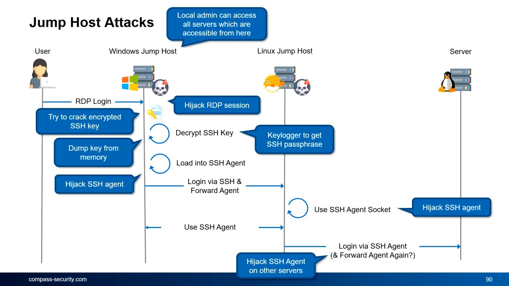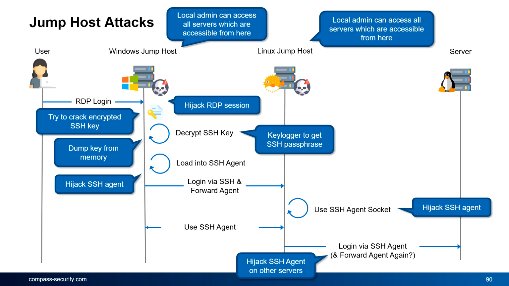So we will have a look into what this means, SSH agent hijacking, but basically it means if the Windows system is compromised, if there is a local admin on the Windows system, they could also access all the systems that Alice could access. The same applies for the Linux jump host. So a local admin on such a system can also access all the systems that Alice could access.